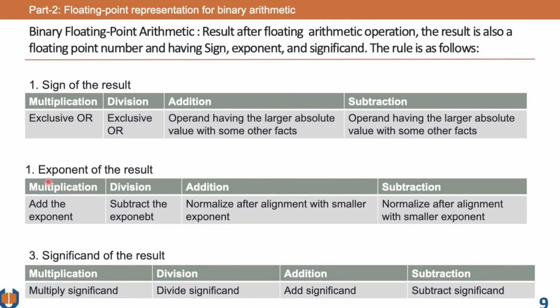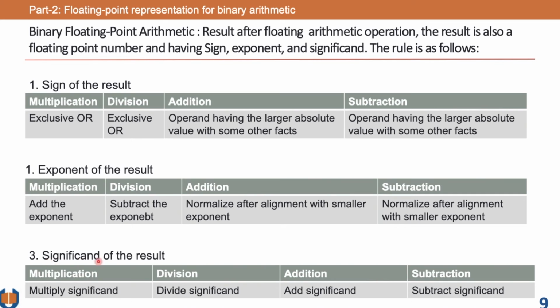And now, how we calculate the exponent. As I explained last slide, in case of multiplication, the exponent of a result is just the addition of the two exponents. In case of division, we need to subtract. But in case of addition, as I said, you need to align first and then finally normalize the exponent. In case of subtraction, it's the same. You first need to normalize and then you need to align.